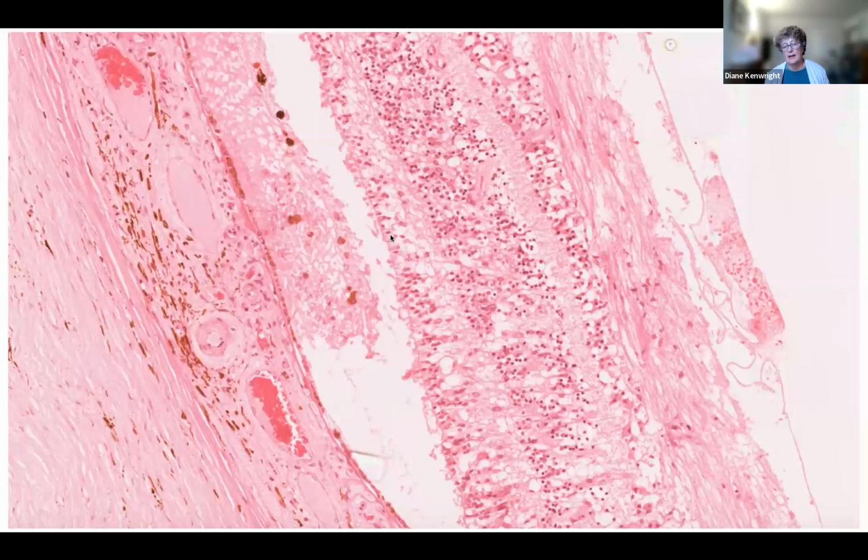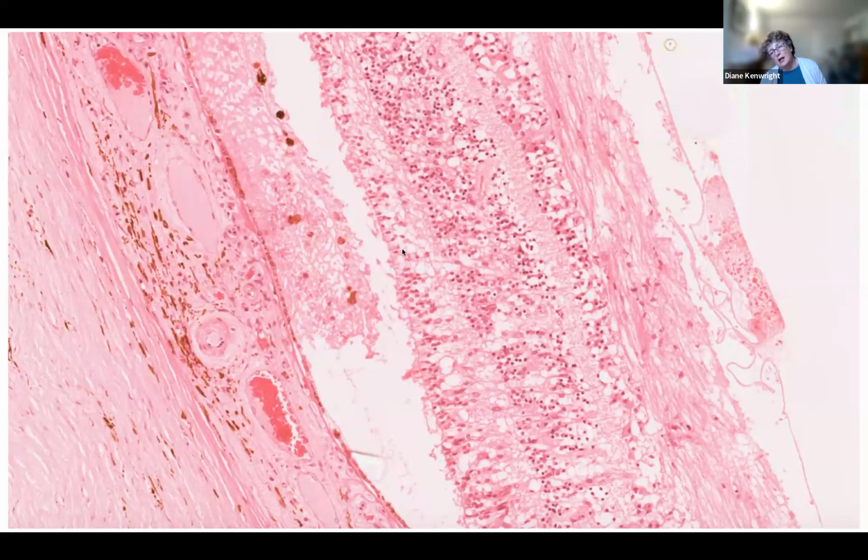All right, so what's happening in this slide? What have we got here? Subretinal exudate, well done. And what have we got here? Not hyalinization, it is arteriosclerosis. This is a little artery that is thick-walled. It's not got that hyaline pink look.